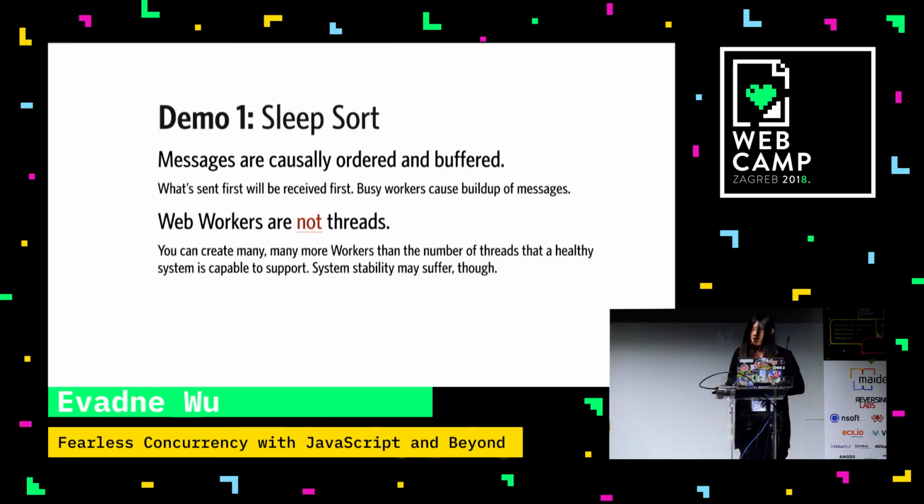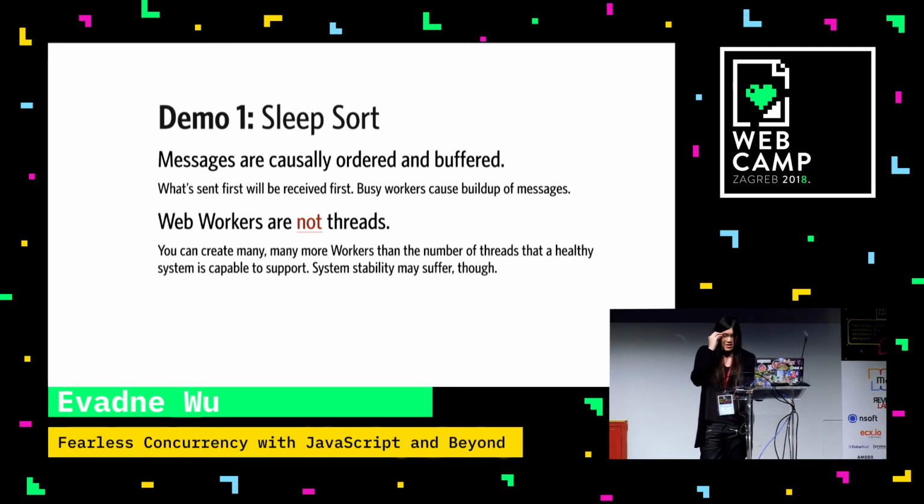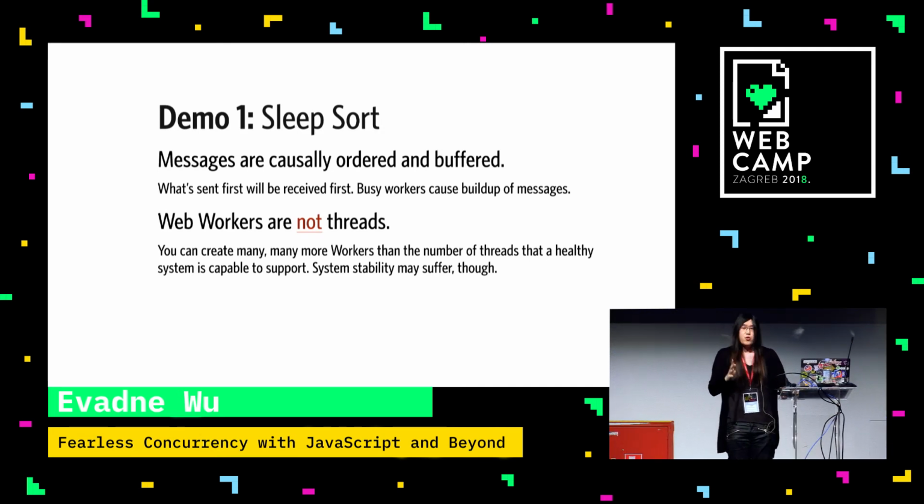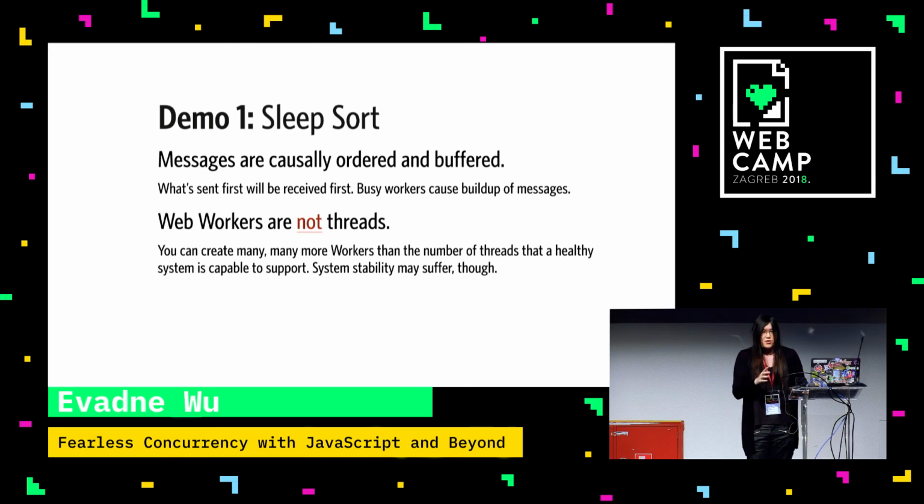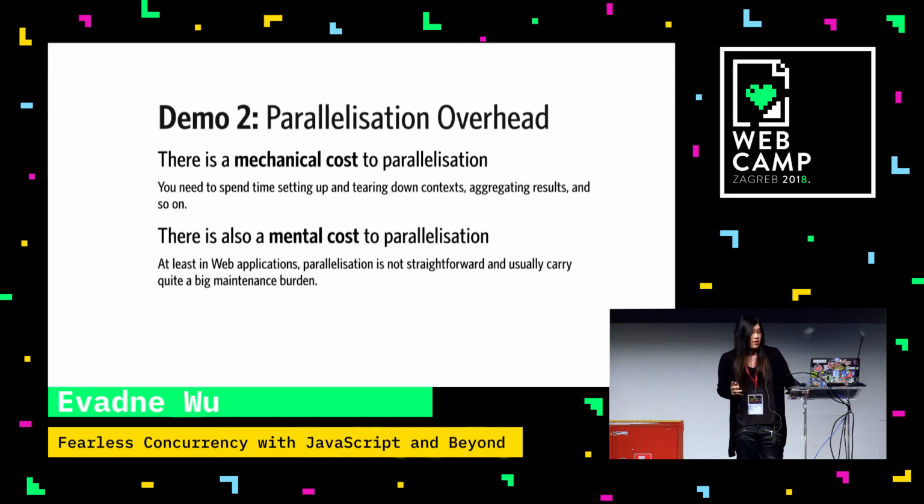All right, so what have we learned? One, in sleep sort, the messages you send to web workers, to other contexts, are causally ordered and buffered. If a worker is busy and you send it more information, it will respond later. The messages do not get lost. But web workers are not threads. You can spawn many, many more workers than threads, and it wouldn't really cause an issue.